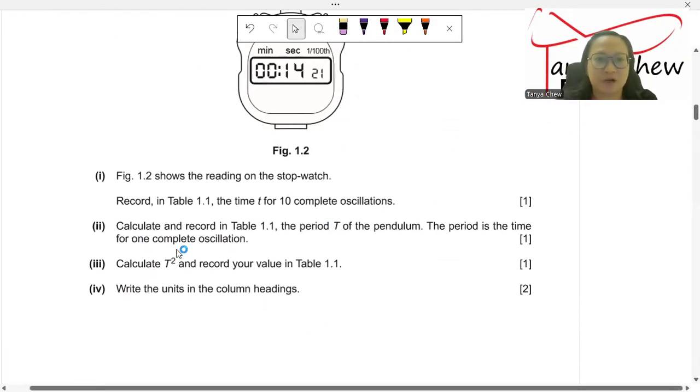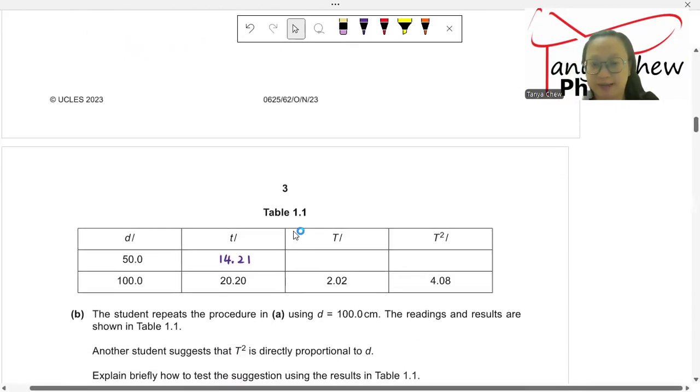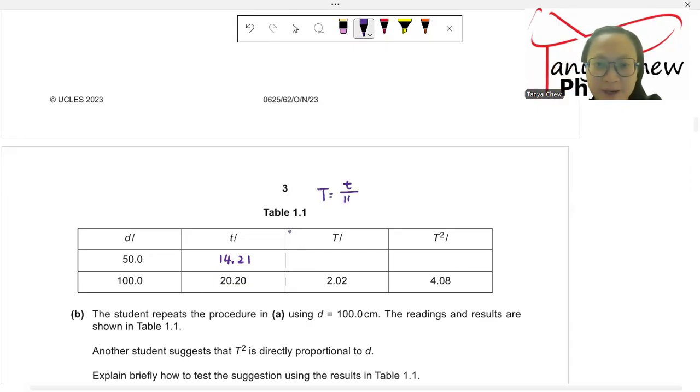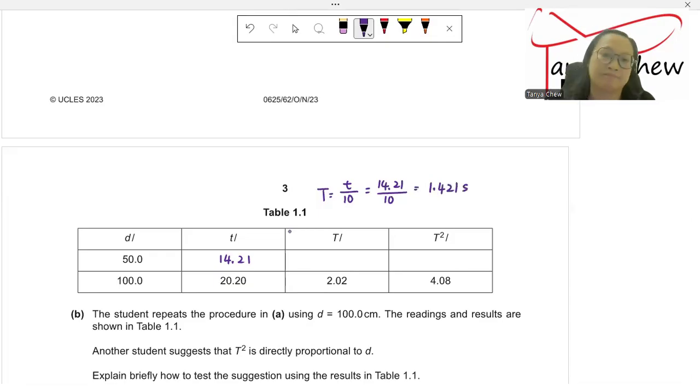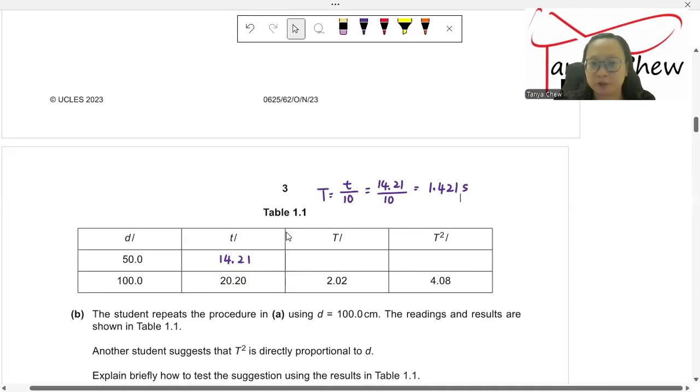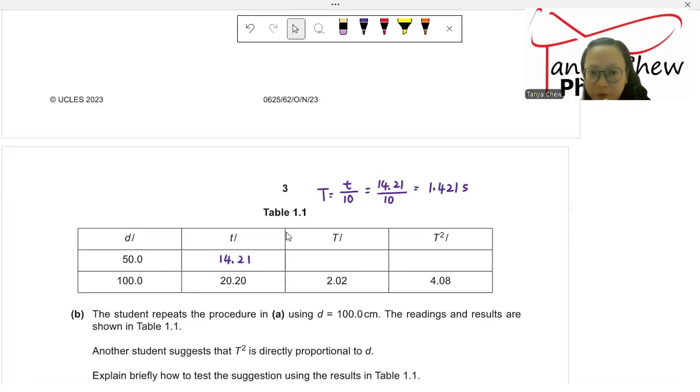Now, the second part, calculate and record in table 1.1 the period T of the pendulum. The period is the time for one complete oscillation, right? So the student completed 10 complete oscillations. 14.21 is the time taken for 10 complete oscillations, right? So if you want to find the period, because it is the time for one complete oscillation, you just say T divided by 10. So I have 14.21 divided by 10, right? That is 1.421 seconds.